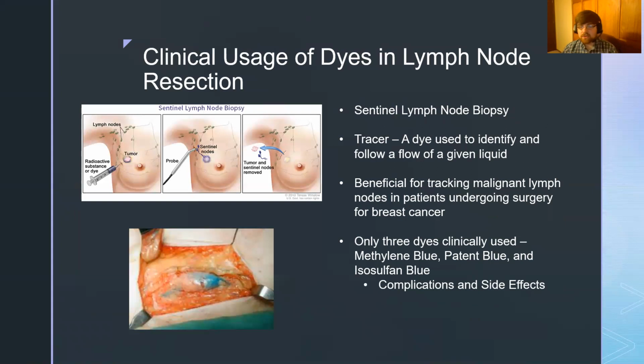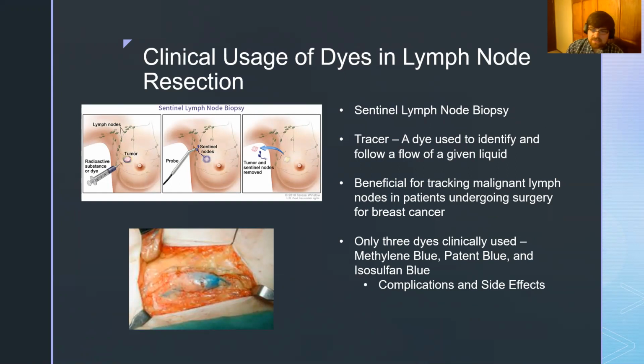So in terms of clinical usage, we see that dyes are most commonly used as tracers in what is known as the sentinel lymph node biopsy. Well, first off, what is a tracer? A tracer is a dye that is used to identify and follow a flow of a given liquid. In this instance, it is going to be the lymph fluid and the lymph channels.